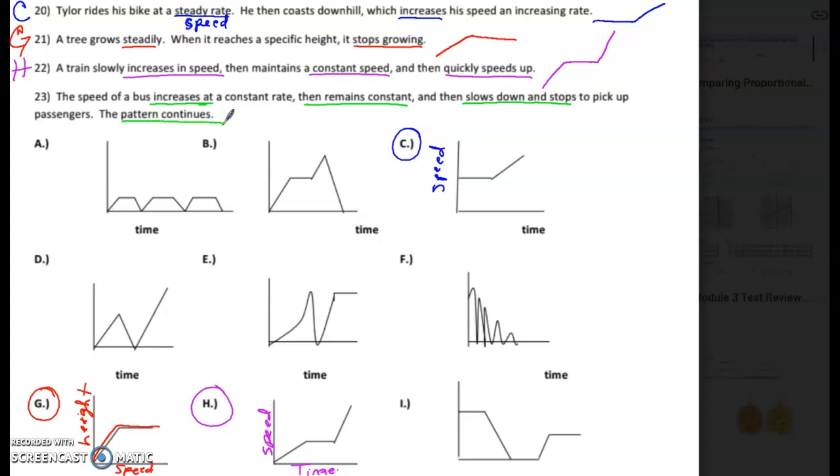So when we look at our choices, A is going to be the best choice. The bus speed increases, it stays at a constant rate, it slows down and picks up passengers. Increased speed, constant rate, slows down, picks up passengers. And so we're looking at speed in regards to time.